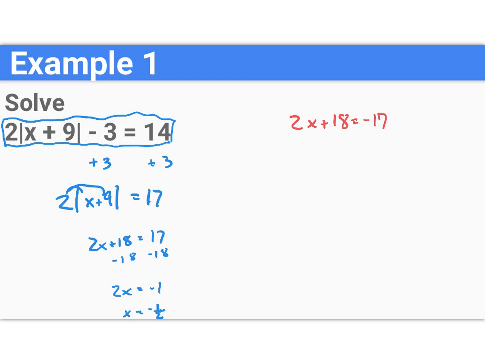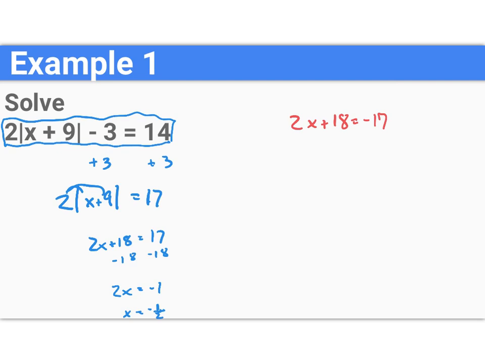Yeah, it does work. Okay, so if I stick a negative a half in there, negative 1/2 plus 9 is 8.5. Doubled up is 17. 17 minus 3 is 14.